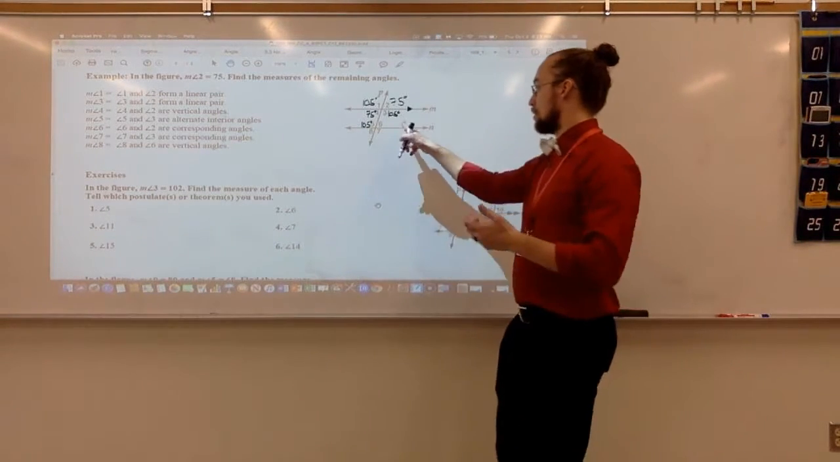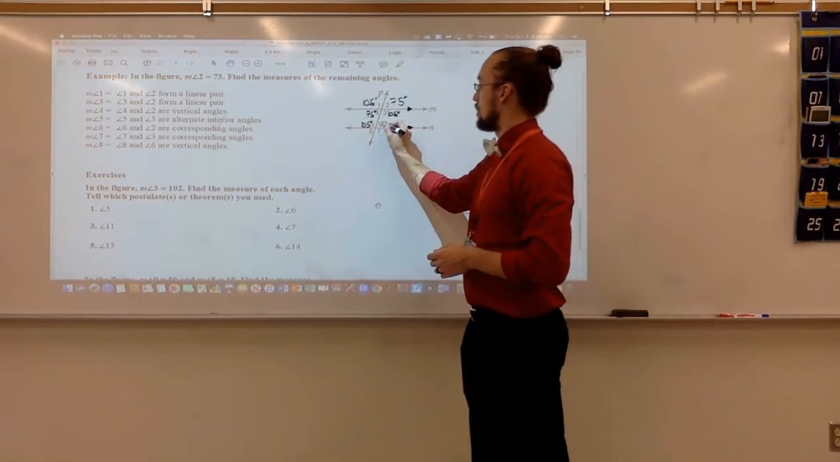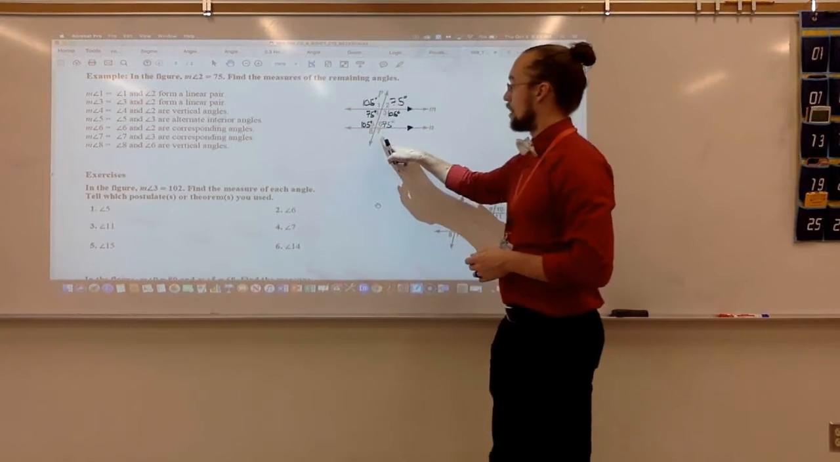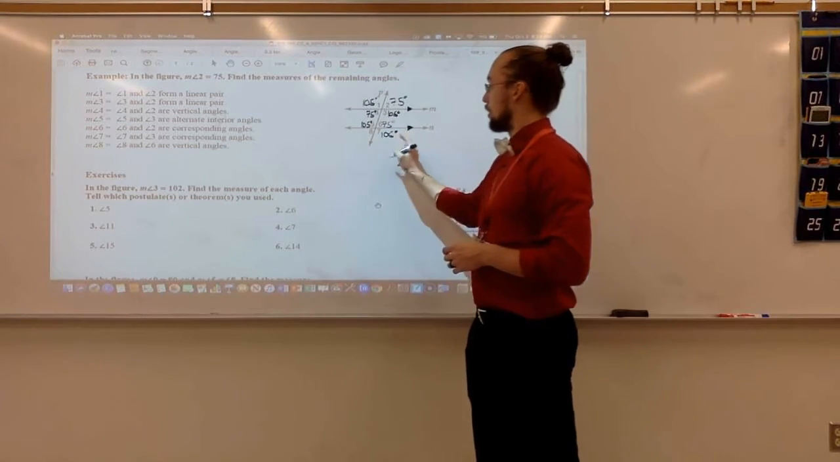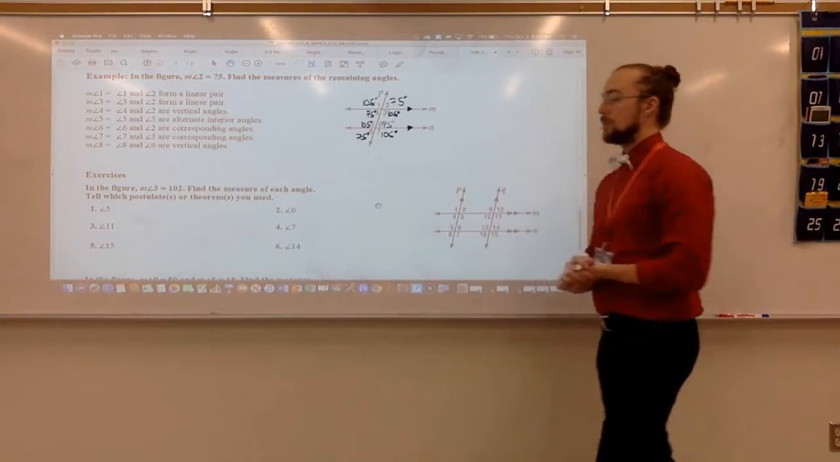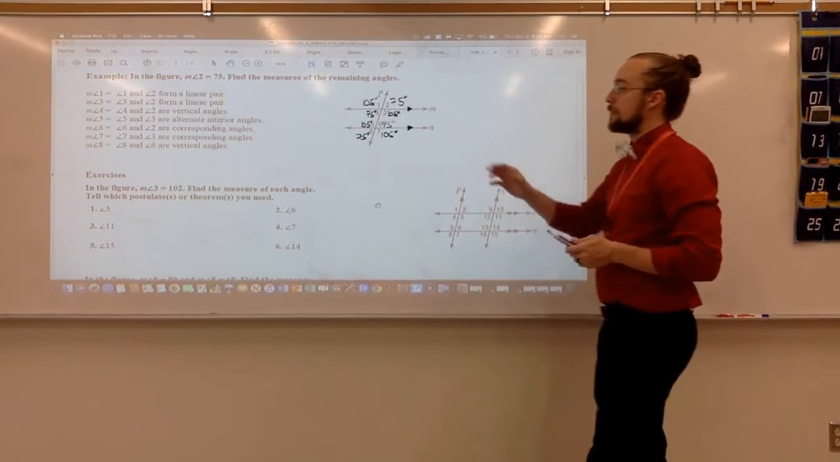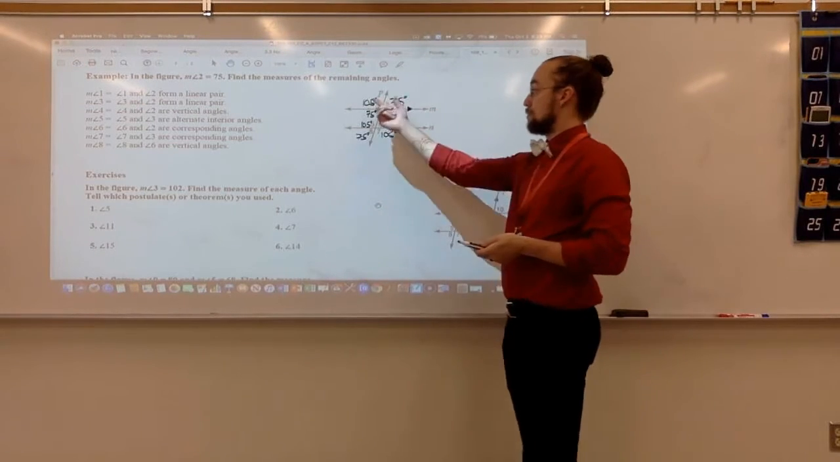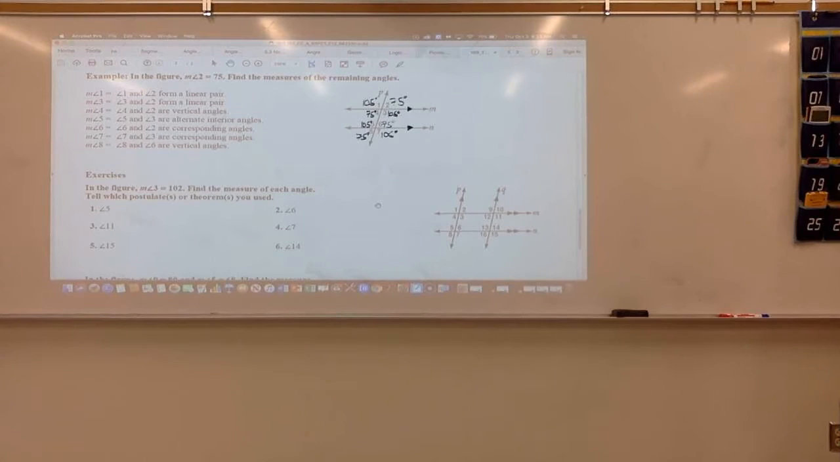So if we finish this out, angle 6 would be 105, angle 7, 105, and angle 8, 75. Pretty straightforward, right? If we have a pair of parallel lines, there's only 2 different angle measures throughout the whole thing.